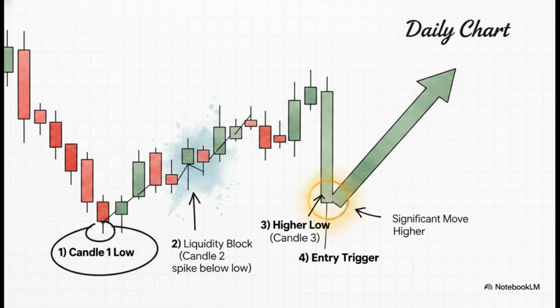All right, let's start with the big picture, a daily chart. You can see it clear as day. Right here, candle 1 sets the low. Then candle 2 spikes down below it, creating our liquidity block. Candle 3 confirms the weakness on the sell side with a higher low. And then boom, right there is our entry trigger. The next candle dips just below candle 3's low before the price just absolutely takes off. It's a textbook example in a higher time frame.